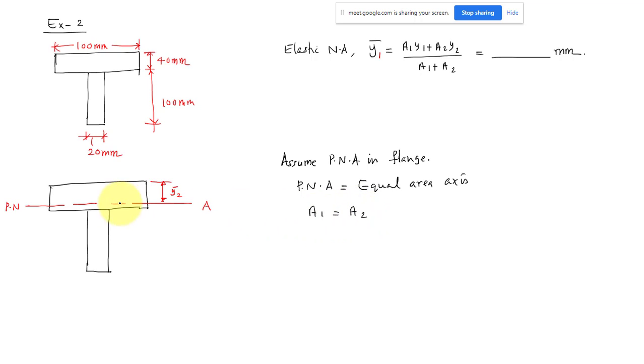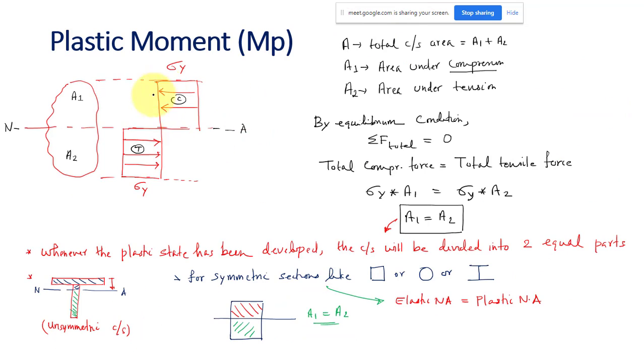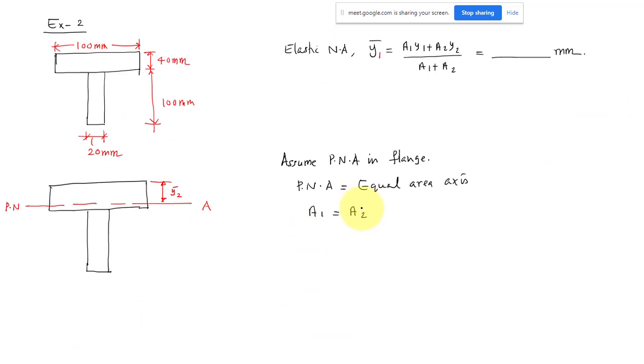What is A1? Area above the neutral axis. A2, area below the neutral axis. To understand this notation, I am following this notation only. Everything from this derivation, A1, A2, and Y1, Y2, all the notations follow from here. So what is A1? This is 100, so I can write 100 into Y. Let us take simply Y.